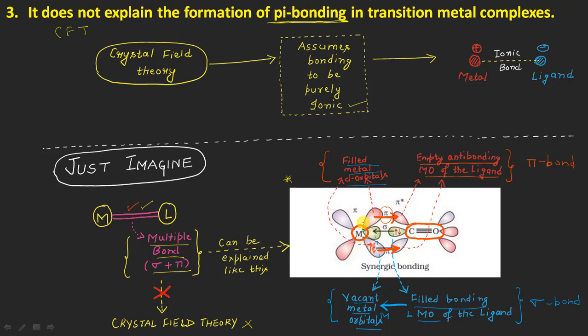So this type of thing can never be explained on the basis of the crystal field theory. So once again, let me read for you people that it does not explain the formation of pi bonding in case of transition metal complexes.